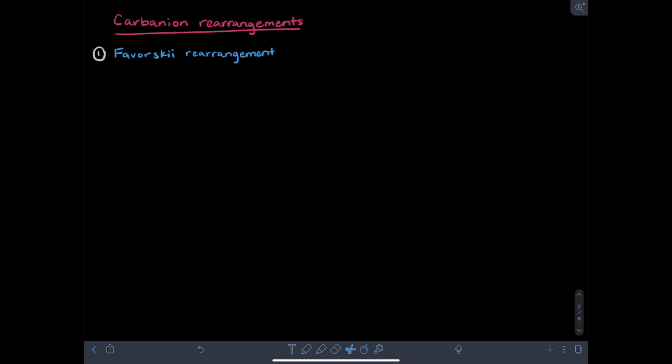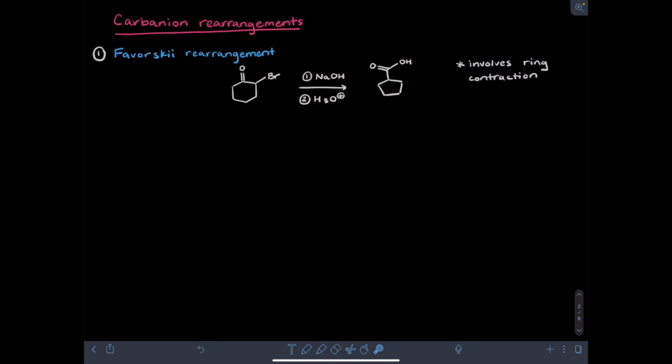One famous example of a reaction involving a carbanion rearrangement is known as the Favorskii rearrangement. This involves treatment of a molecule with a carbonyl adjacent to an alkyl halide position. This is treated with a strong base, followed by a second step treatment with an acid like hydronium, and the final product is a carboxylic acid. Notice in this particular example, a ring contraction has occurred, so you're going from a 6-membered ring to a 5-membered ring. Somewhat unusual.